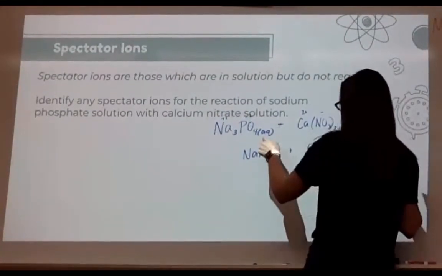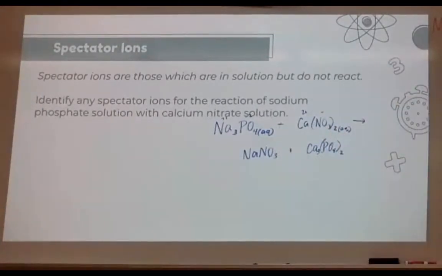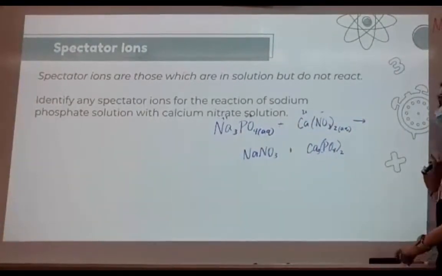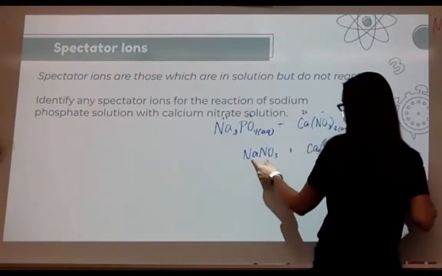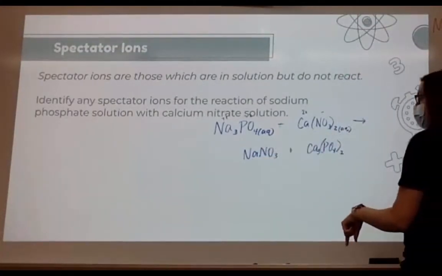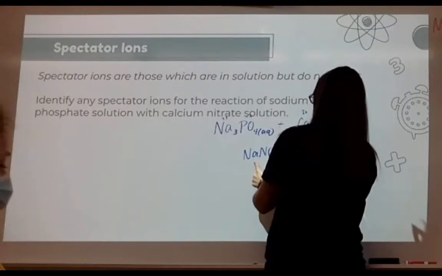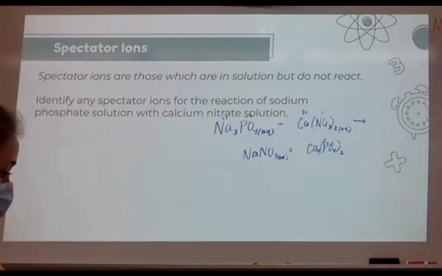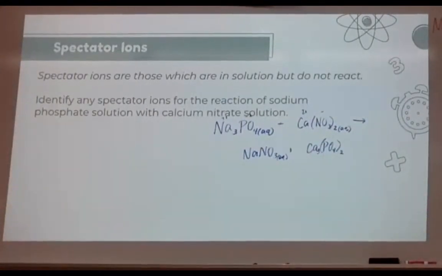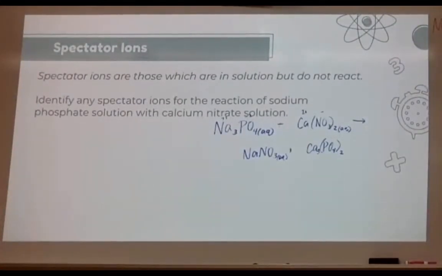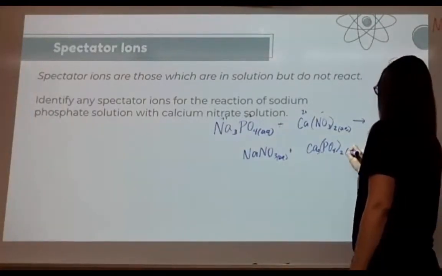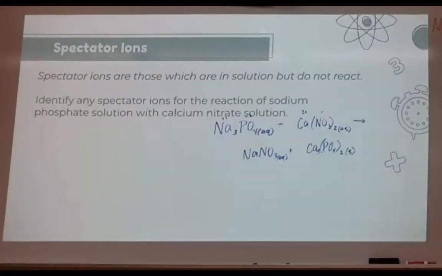Now, I need to make sure that I'm writing states of matter because I need to know what is aqueous and what is not. The only solubility rules you have to know: potassium, nitrate, ammonium, and sodium. Is NaNO3 soluble? Yes, it has both Na and NO3. Soluble means it's aqueous. Does calcium phosphate have potassium, nitrate, ammonium, or sodium in it? No, so it's insoluble. It is a solid. That is our molecular equation.